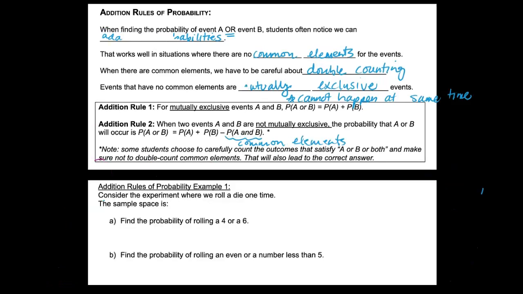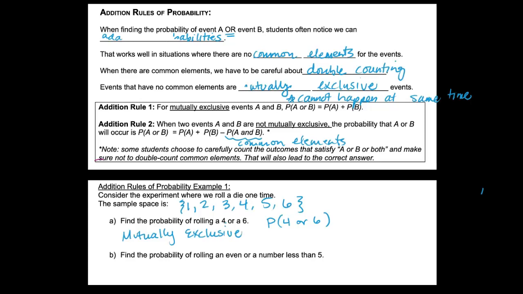Okay, so in example 1A, we're going to consider the experiment where we roll a die one time. So same example that we've been using. So our sample space is 1, 2, 3, 4, 5, and 6. So for A, we want to find the probability of rolling a 4 or a 6. And so the first thing that we want to do is ask ourselves, are these events mutually exclusive? Can they happen at the same time? And they can't. You cannot roll a 4 and a 6 at the same time. So these are mutually exclusive events.